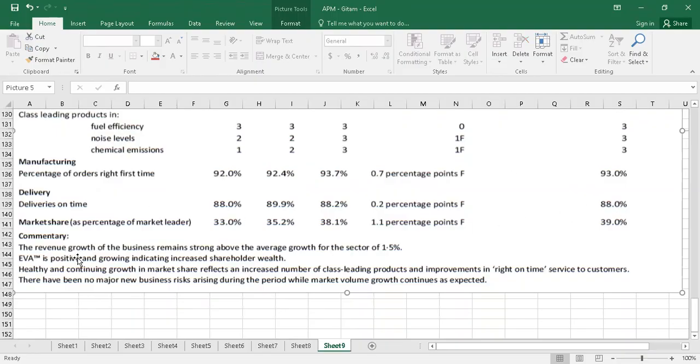Commentary: The revenue growth of the business remains strong, above the average growth for the sector of 1.5%. Then EVA is positive and growing, indicating increased shareholder value. Healthy and continuing growth in market share reflects an increased number of class leading products and improvements in right on time service to customer. There have been no major new business risks arising during the period, while market volume growth continues as expected.